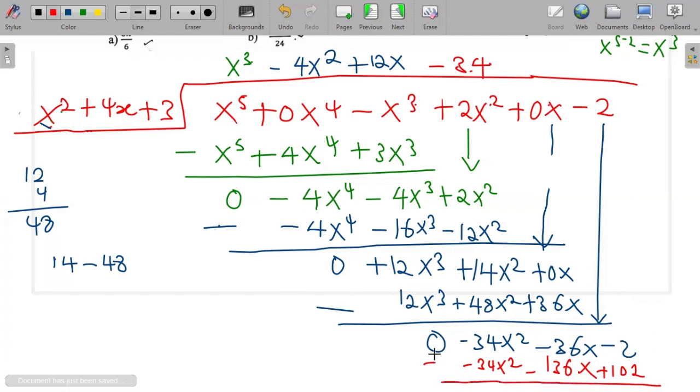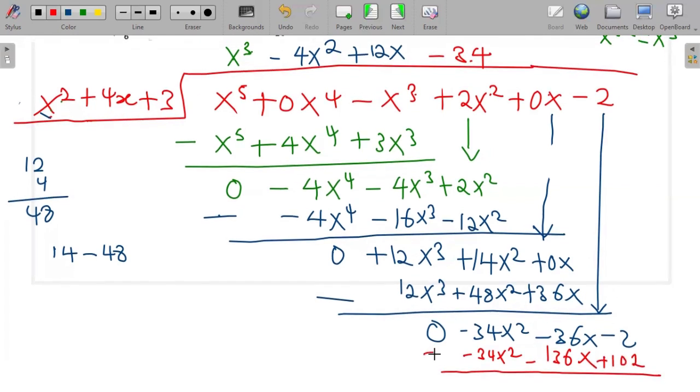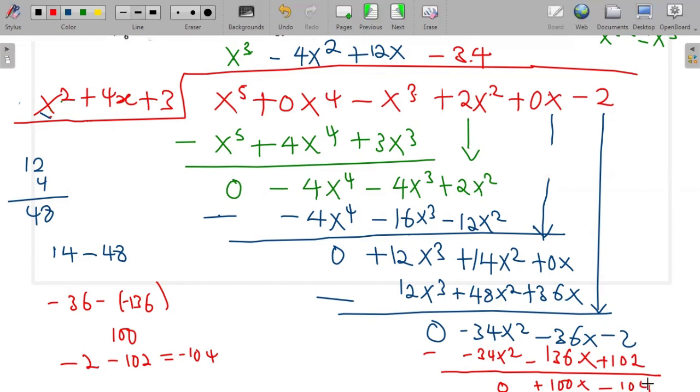So we subtract again. If I subtract these two, I'm just going to get 0. Then here, it will be minus 36 minus 136. So that will just give me what? A positive 100. Because this one becomes positive 136 and then minus 36. So it will be positive 100x. Okay, and then there it is minus 2 minus 102. So that one gives me what? Minus 104. So that will be minus 104.